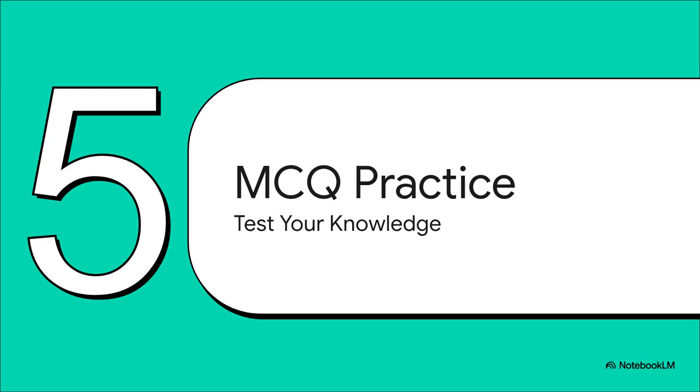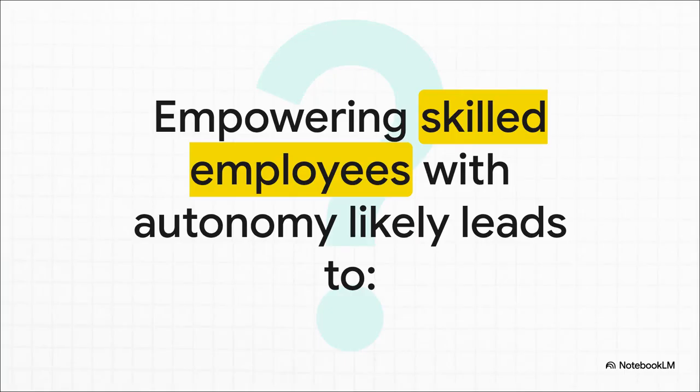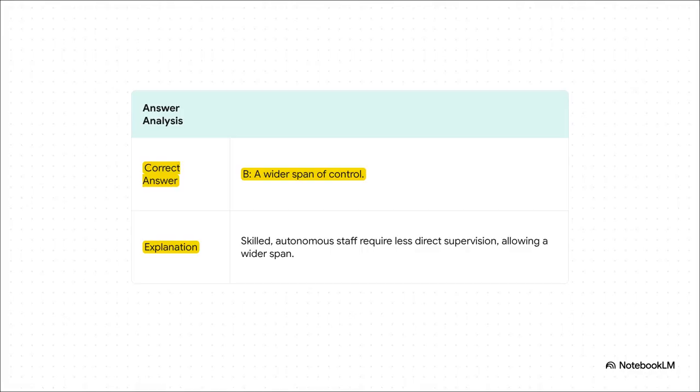I'll show you the question, we'll pause, and then we will analyze the answer together. All right, read this one carefully. The keywords to focus on are highly skilled, experienced, and autonomy. Think about how those factors connect to the span of control. The correct answer is B, a wider span of control. This makes perfect sense, right? If your employees are skilled and can work on their own, they don't need constant supervision. That frees up the manager to oversee more people.